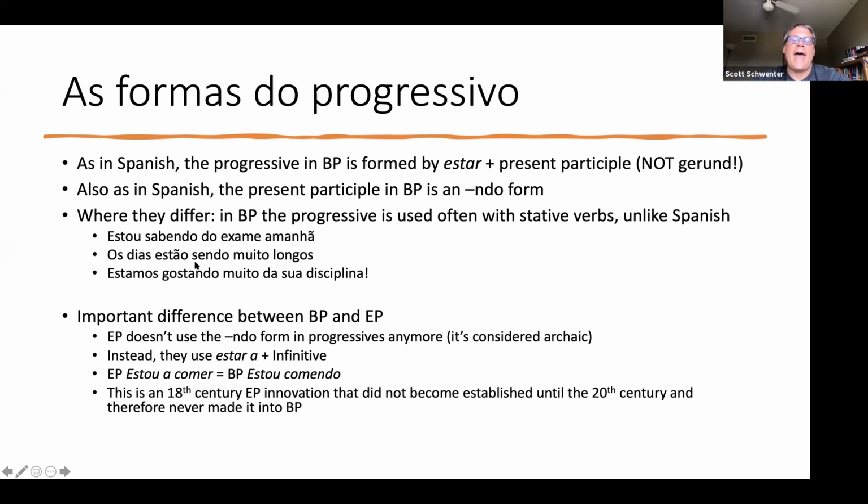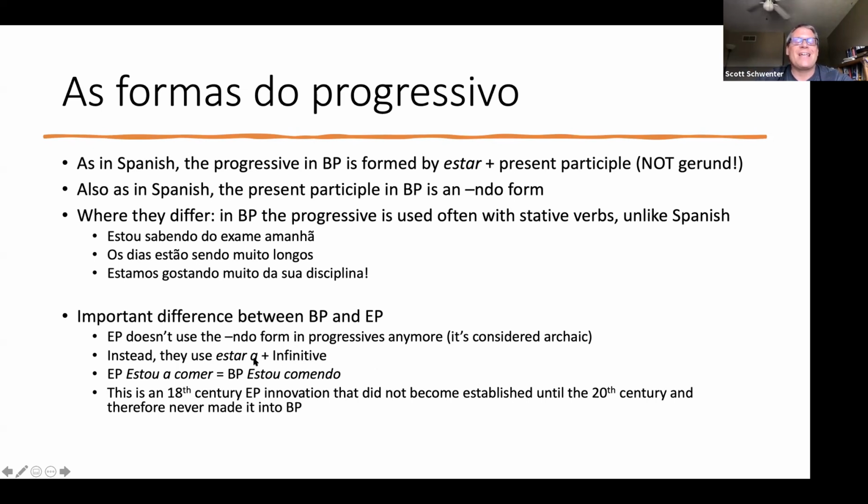So you'll notice that, I think, for Spanish speakers, in Brazilian Portuguese a lot more use of progressives, where you probably wouldn't use it in Spanish, with verbs where you wouldn't use it. Now, I wanted to mention this difference between Brazilian Portuguese and European Portuguese, because you're bound to see it sooner or later. So in European Portuguese, they don't use the NDO form anymore. In fact, it's considered archaic for them.